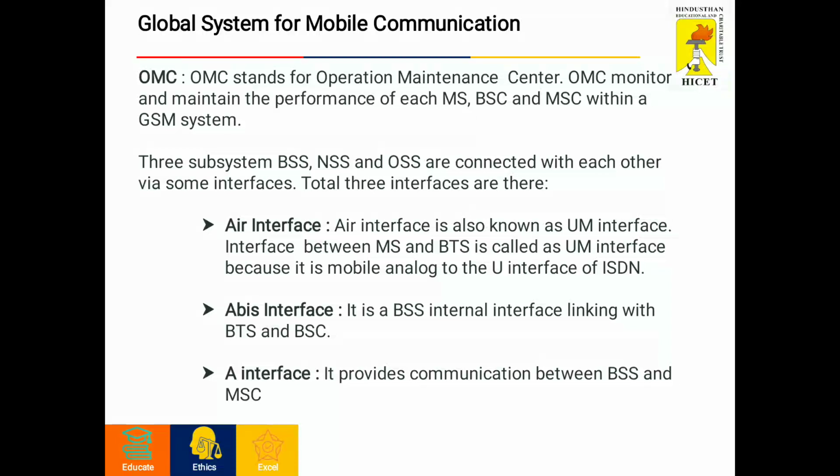The air interface, the first one, is also known as the Um interface between MS and BTS, mobile station and the base transceiver station. It is called the Um interface because it is the mobile analog to the user interface of ISDN. Then we have the Abis interface. It is a BSS internal interface linking the BTS and BSC. Okay. Then we have the A interface. It provides communication between BSS and MSC. All these three are very important interfaces that connect the mobile station to the PSTN end.